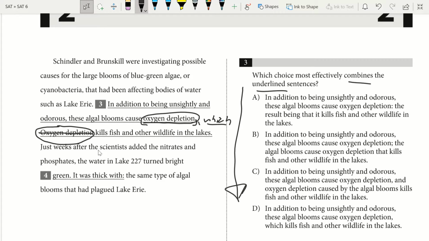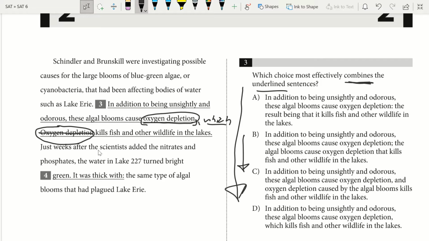And now whenever I'm looking at my answer choices for combining underlined sentences, I'm going smallest to largest, right? So I start with D, which is only 3 lines, and then the next smallest would be A, and then B and C. It doesn't really matter the order there. After I do the smallest to largest, if any are the same, I just go down.